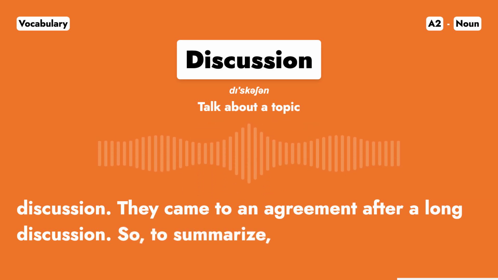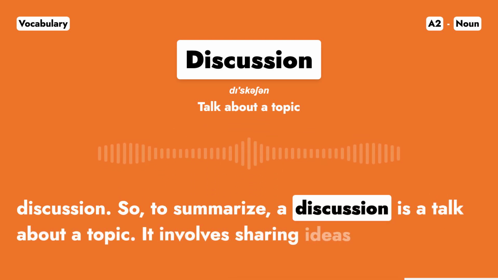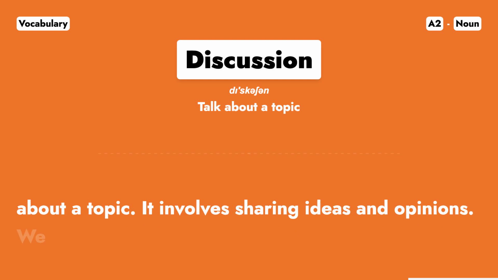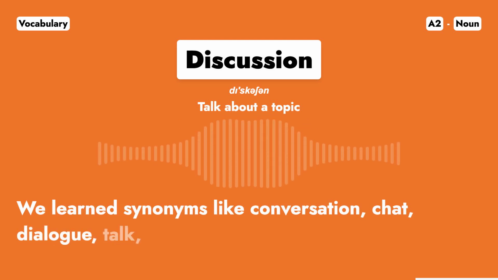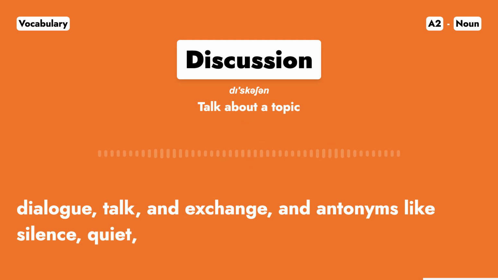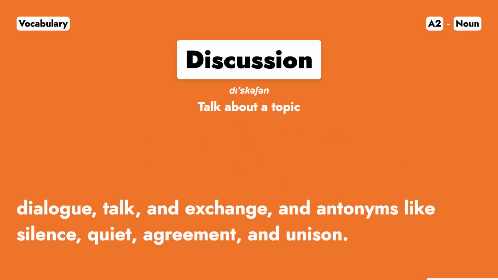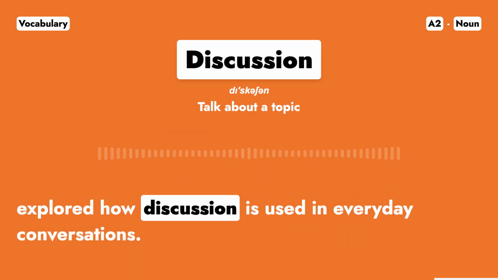So, to summarize, a discussion is a talk about a topic. It involves sharing ideas and opinions. We learned synonyms like conversation, chat, dialogue, talk, and exchange, and antonyms like silence, quiet, agreement, and unison. We also explored how discussion is used in everyday conversations.